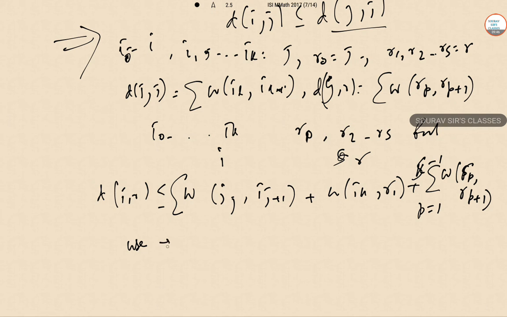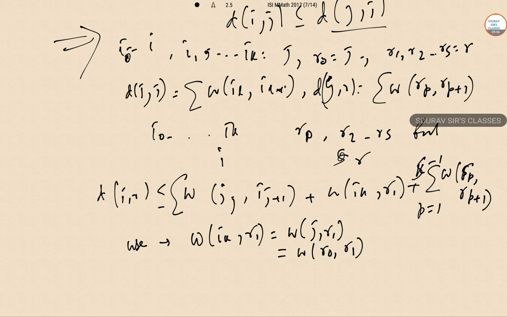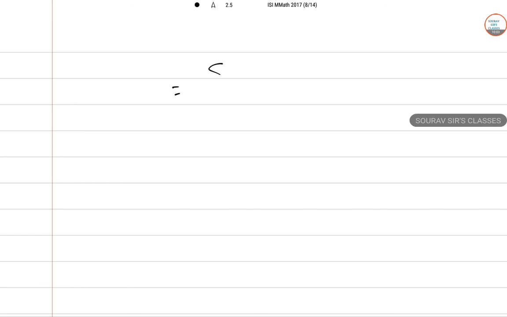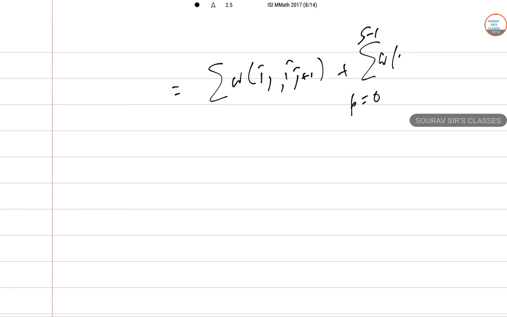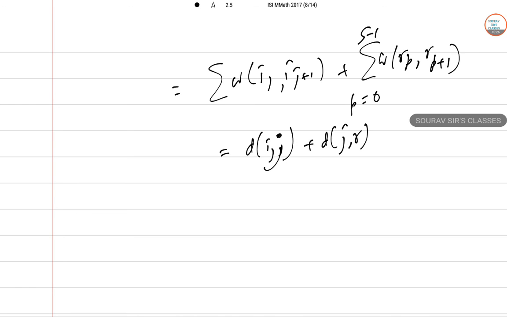So we can use D of ij plus D of jr, so this triangle inequality is proved. So D is a metric on M. Hence the answer.